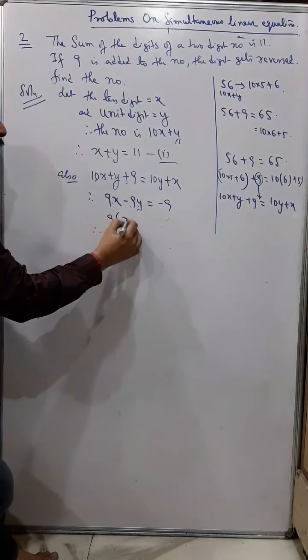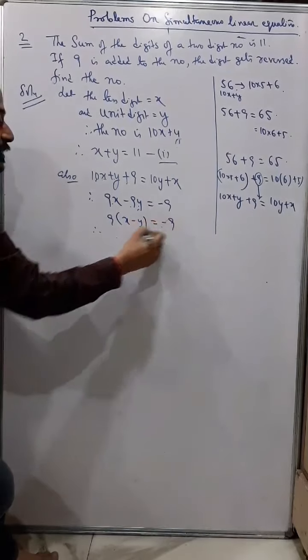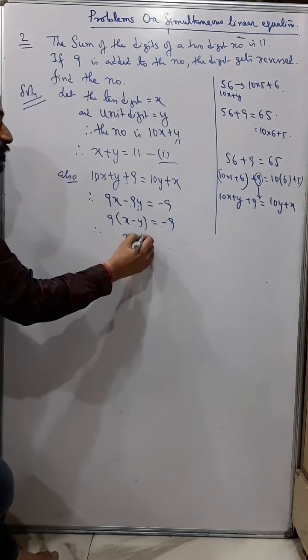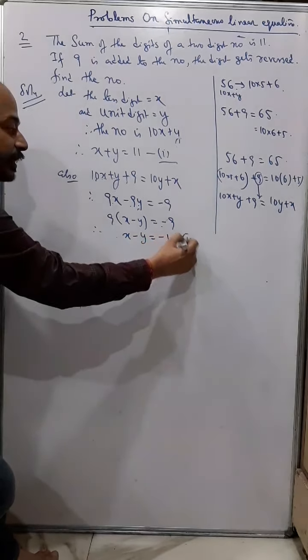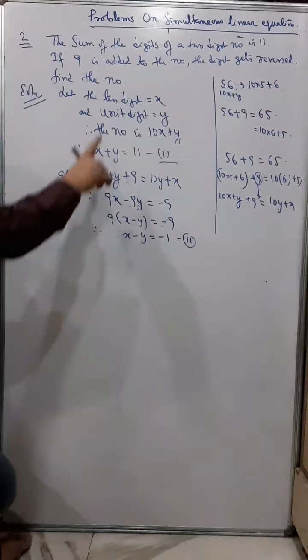I can take 9 common here. x minus y is equal to minus 9, and finally I get x minus y is equal to minus 1. I get, right? 9 will cancel. Now we can solve this.